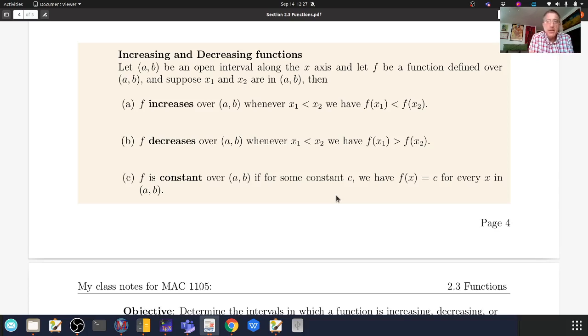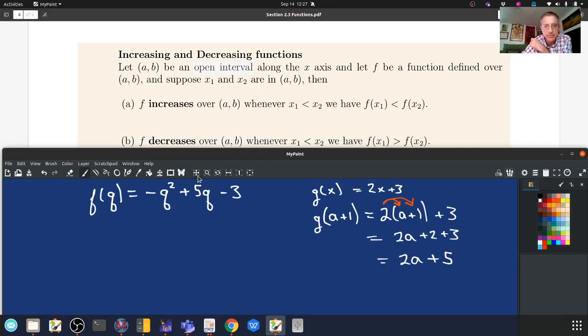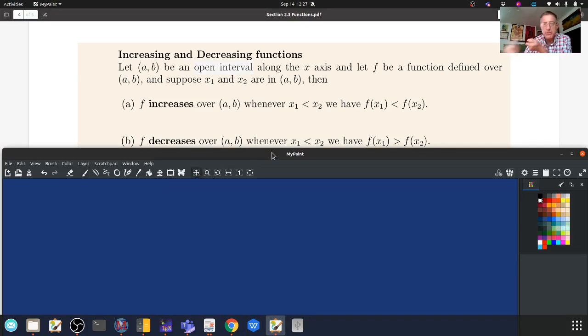Okay. Next concept, increasing and decreasing functions. So this is a very important technical definition. Let (a, b) be an open interval. This concept of an open interval: an open interval does not contain its endpoints. Let's draw a little picture here. That's what you need to remember. An open interval does not contain its endpoints.